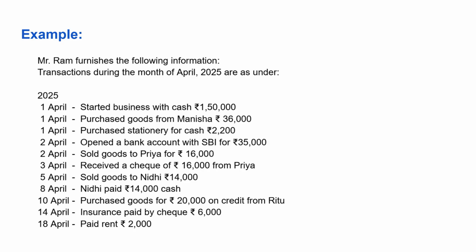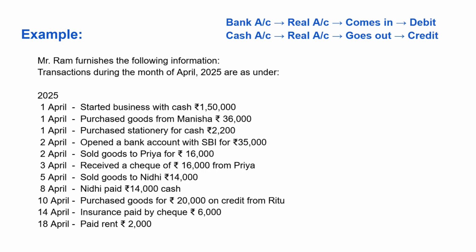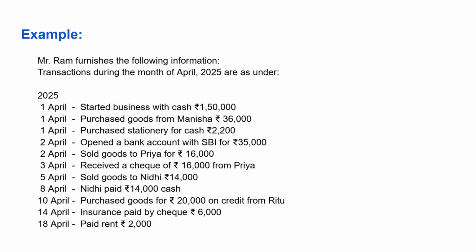Here the two accounts affected are bank account and cash account. Why? Because bank is the receiver of cash and cash goes out of the business. Bank account is real account, and cash comes in the bank. So it is debit what comes in. And cash account is also real account, and cash goes out of the business. So it is credit. Let's see how we'll record it.